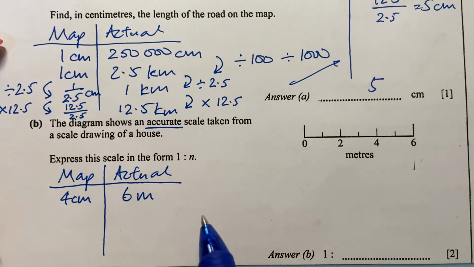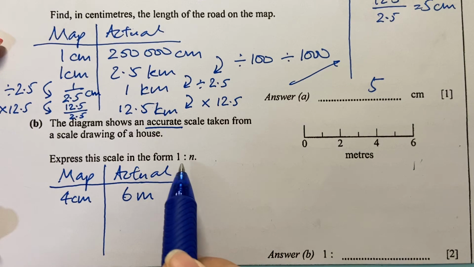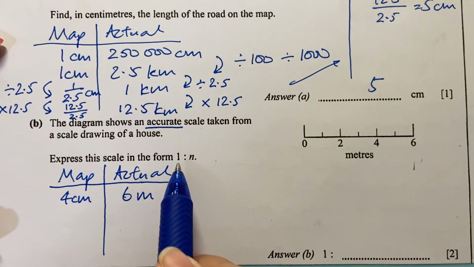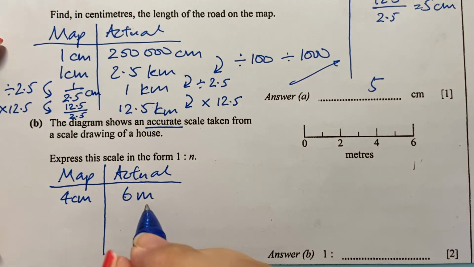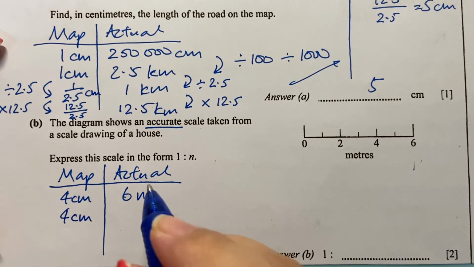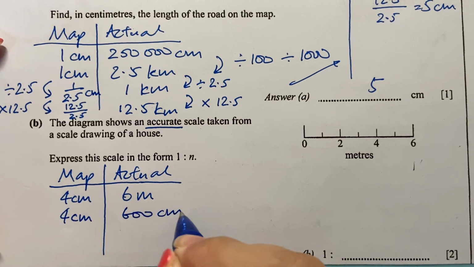Next, they want the scale. Now, what did I say? I said that the scale would be in 1:n. Both must be in cm. First number on the left must be a 1. So let's take that. Let me convert this to cm first. So this will give me 600 cm.